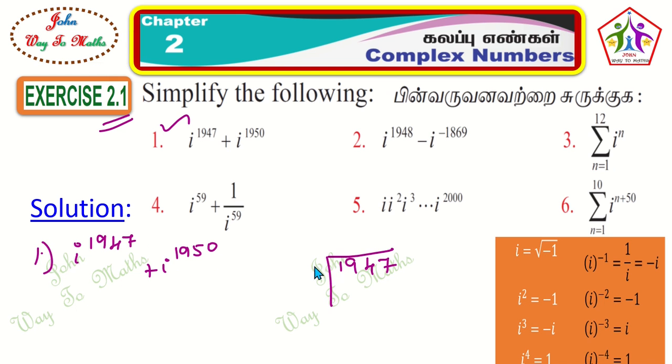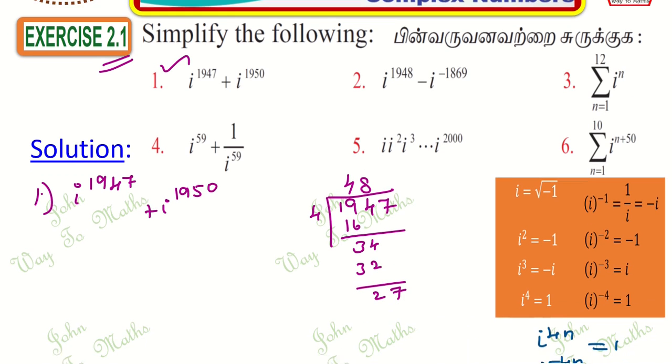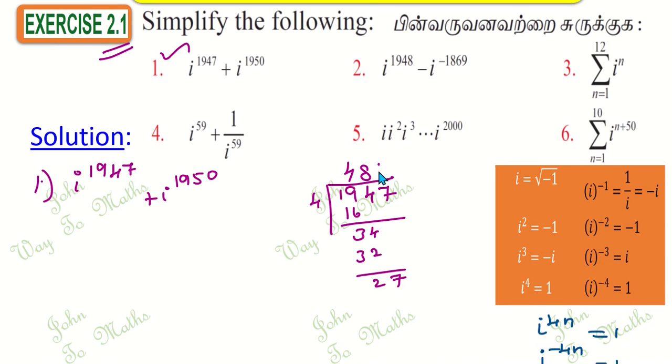So I am going to divide by 4 using long division. 4 4s are 16, remaining 3, 4 comes here. 8 4s are 32, then remaining 2, 27, then 6 4s are 24, remaining 3. So i power 1947 can be written as i power 4 into 486 plus remainder 3.